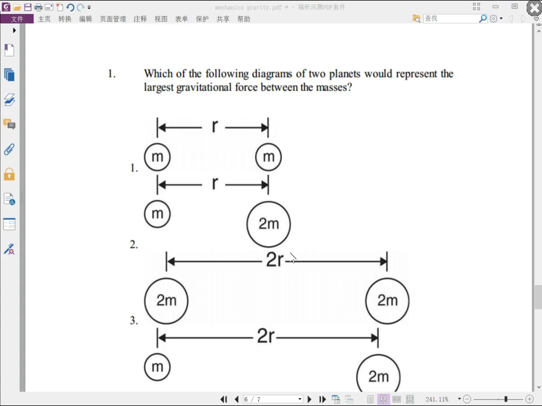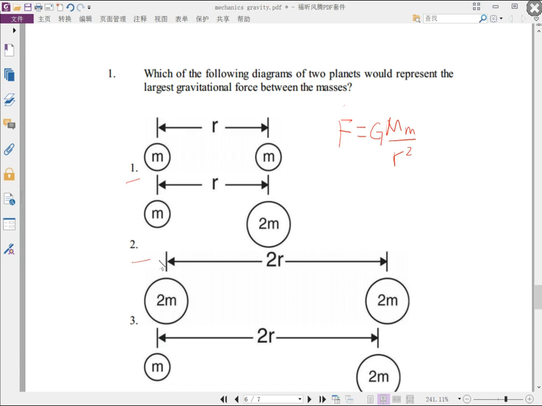下面是 Part 3 Gravity. Which of the following diagrams of two planets would represent the largest gravitational force between the masses? OK, 同样，首先需要记在心里的就是说它的表达形式 gravitational force m1 m2 over r squared. And this time, this question is easily done by making comparisons between choices.